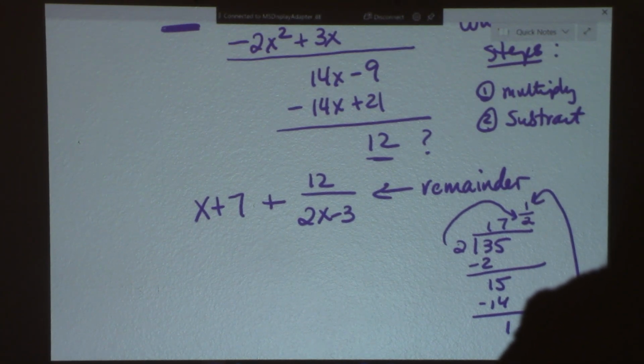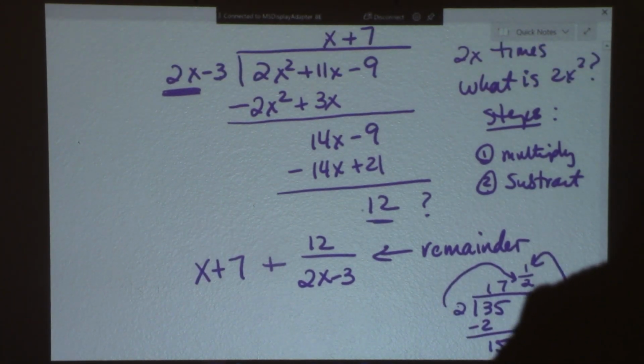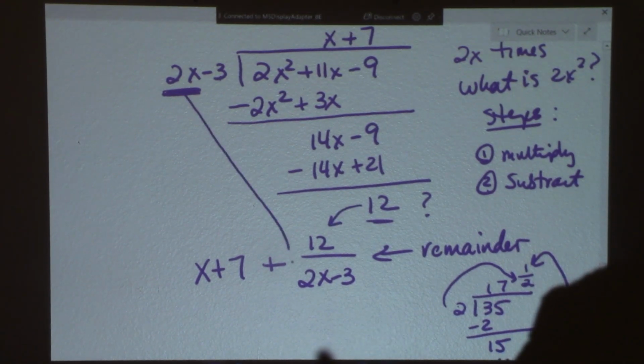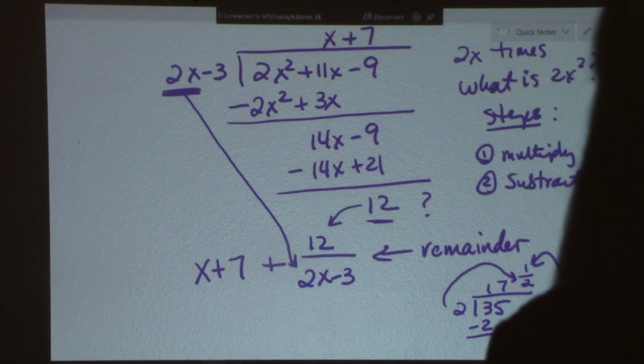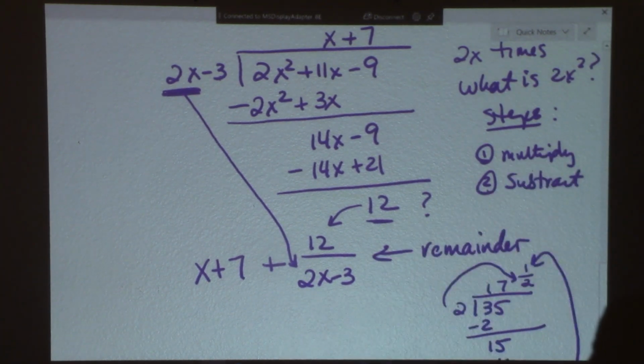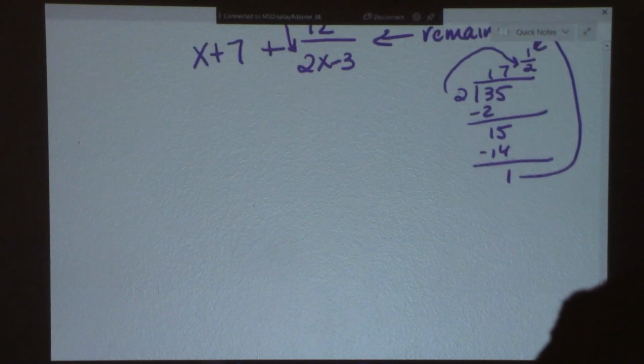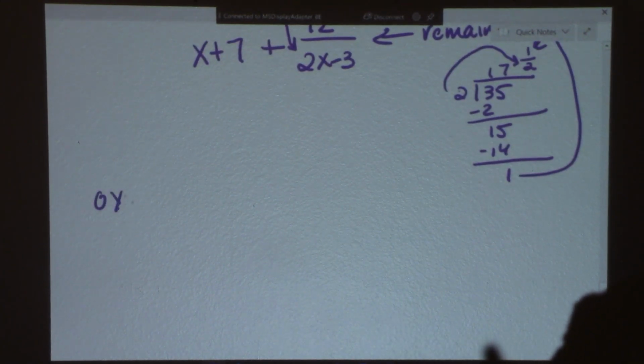So in the same way, my remaining number goes here on top, and my divisor goes on the bottom of my remainder. And I add it unless it's negative. I combine it together. Okay, I want you to try some on your own. So why don't you go ahead and divide these problems, and we'll come back in a minute.